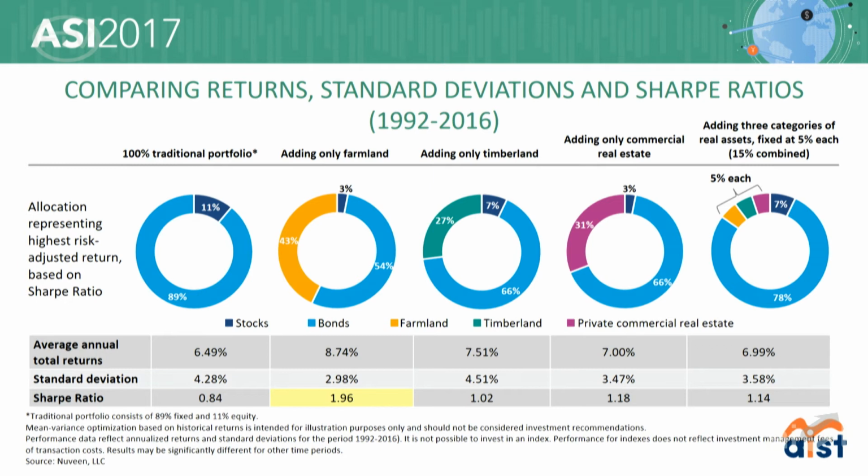And then we took a look at, well, if we were just going to add farmland, and now I'm looking at the second circle, how would it look? And so the results came out at a 43% allocation of farmland.